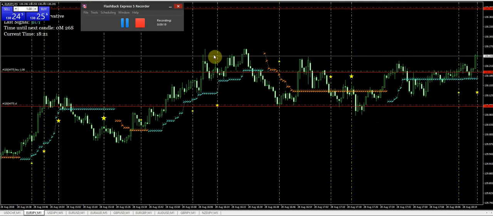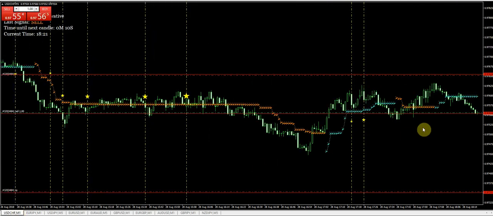Hey folks, just another quick update. As you can see here, this is our Euro Japanese yen trade. We had our first star there and we have our second star right now. It's currently up about 5 pips. Let's take a look at our USD Swiss franc trade. That one's right now at about break even.